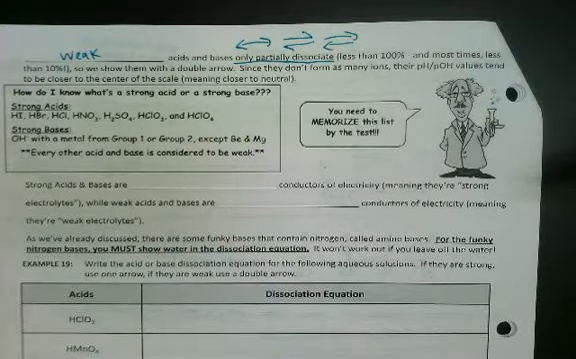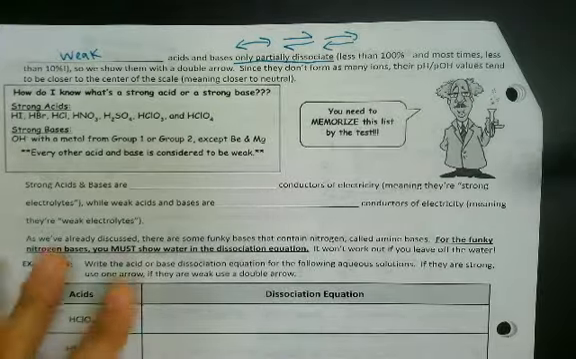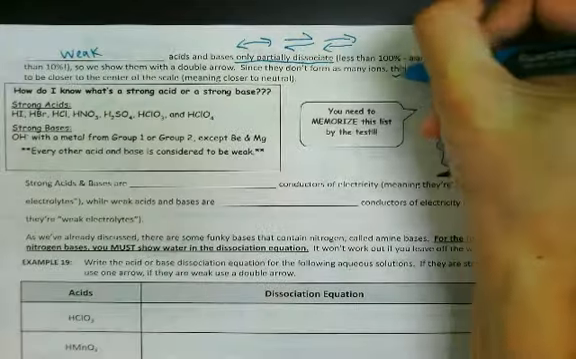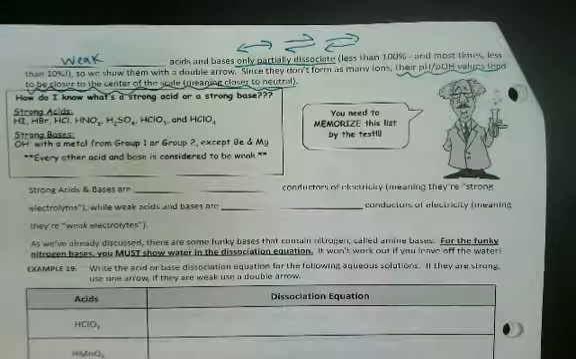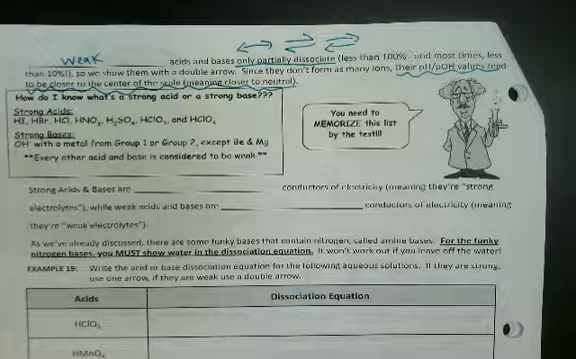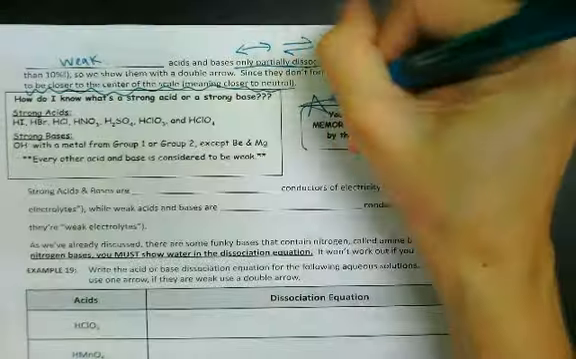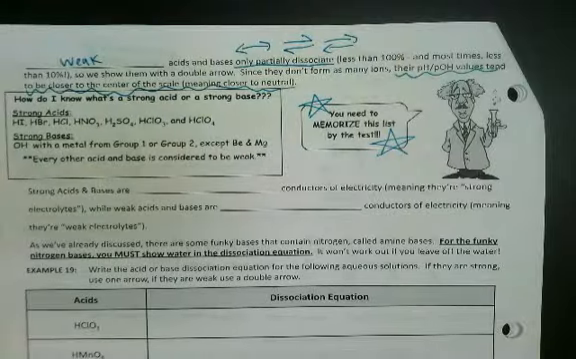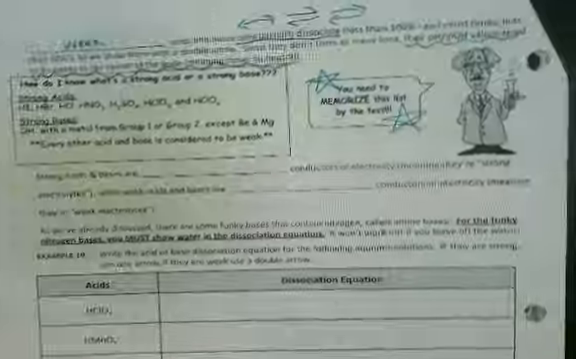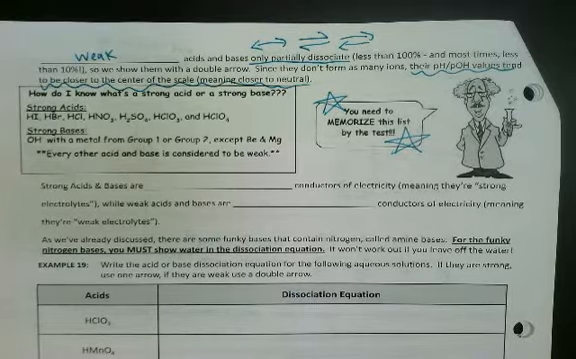So we show these with a double arrow, and since they don't form as many ions when they dissolve, their pH and pOH values tend to be closer to the center of the scale, meaning closer to neutral, less extreme pHs. Okay? So just something to keep in mind. As a reminder, you still need to have your strong acids and your strong bases memorized. So hopefully you had those memorized last unit, so that's not extra work this unit.